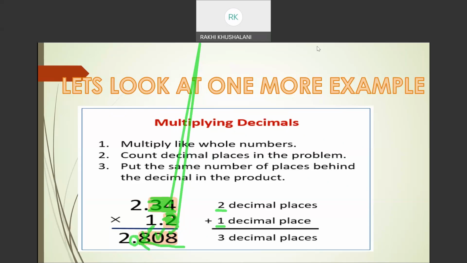So I hope you understood this. You have to remember these: multiply like whole numbers, count the decimal places, and put the same number of places behind the decimal in the product. The simple version.